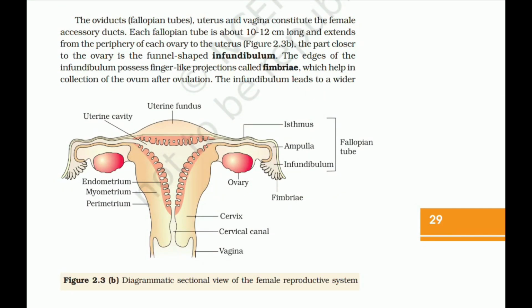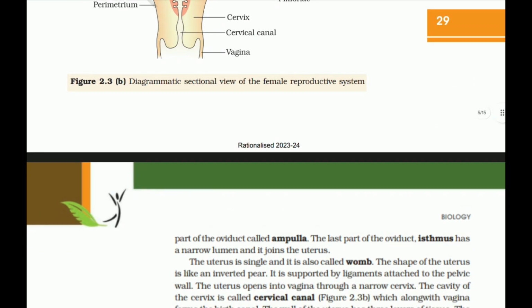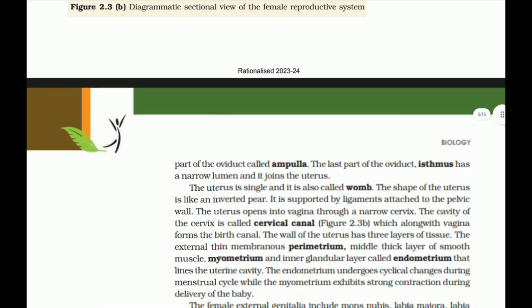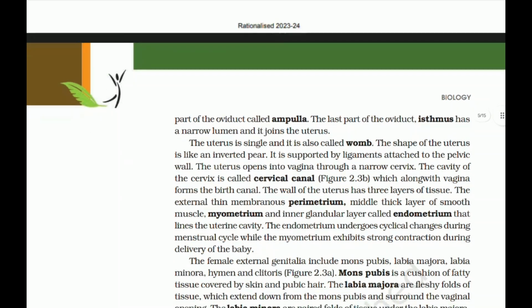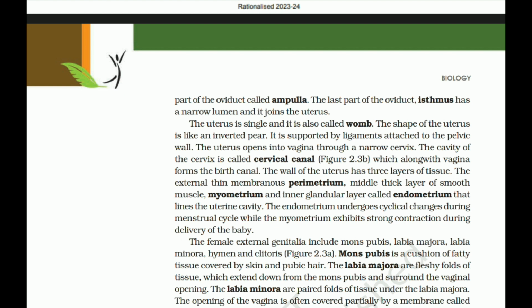The infundibulum leads to a wider part of the oviduct called the ampulla. The last part of the oviduct, the isthmus, has a narrow lumen and joins the uterus. The uterus is single and is also called the womb. The shape of the uterus is like an inverted pear. It is supported by ligaments attached to the pelvic wall.